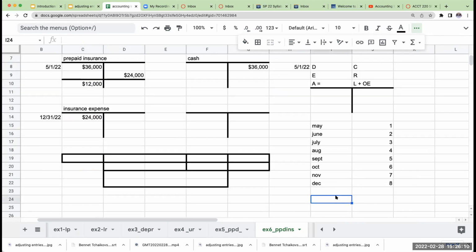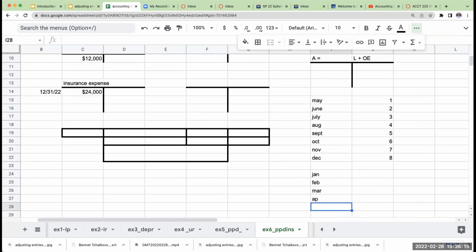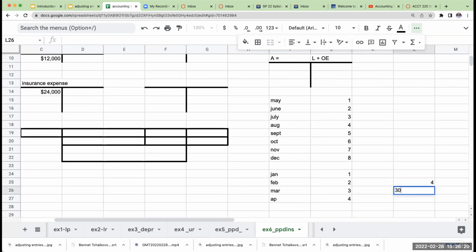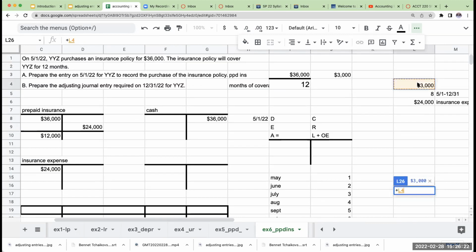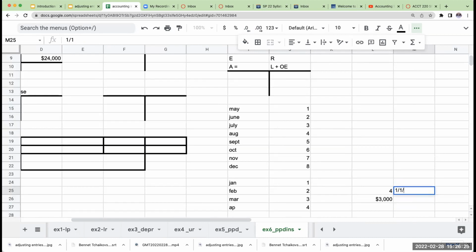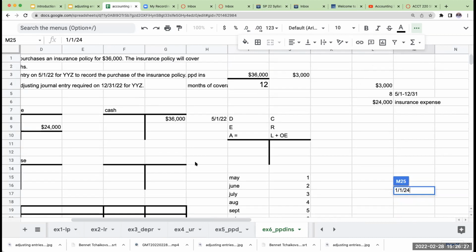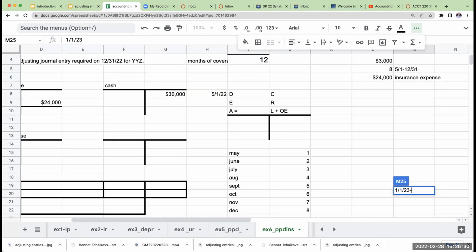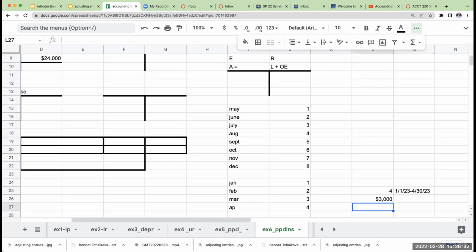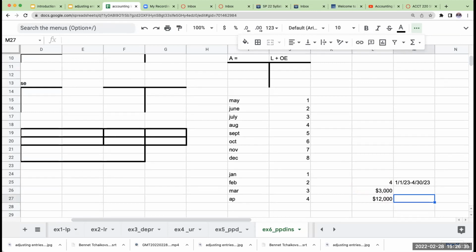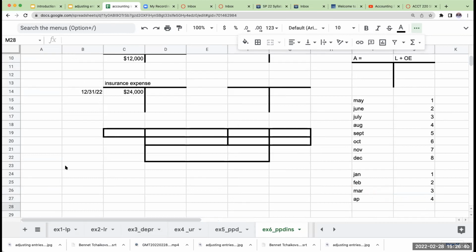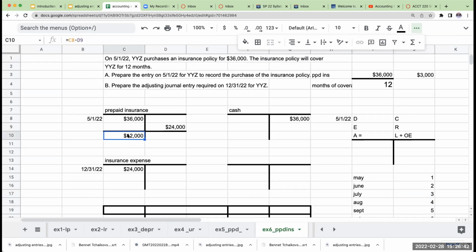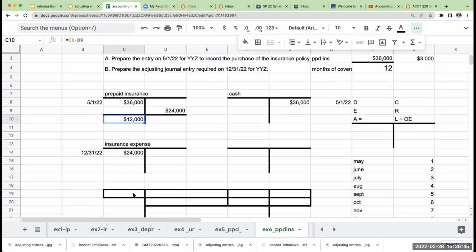Well, how many months do we have left? We have January, February, March, and then April, right? I've got 1, 2, 3, 4 months left. 4 months at $3,000 per month, which was the amount we just determined up here, from 1/1/23 through 4/30/23. When I multiply this through, I've got $12,000. This is my ending prepaid balance, right? I always need to make sure I check this after I do an adjustment. Do my assets reflect their future economic benefit?